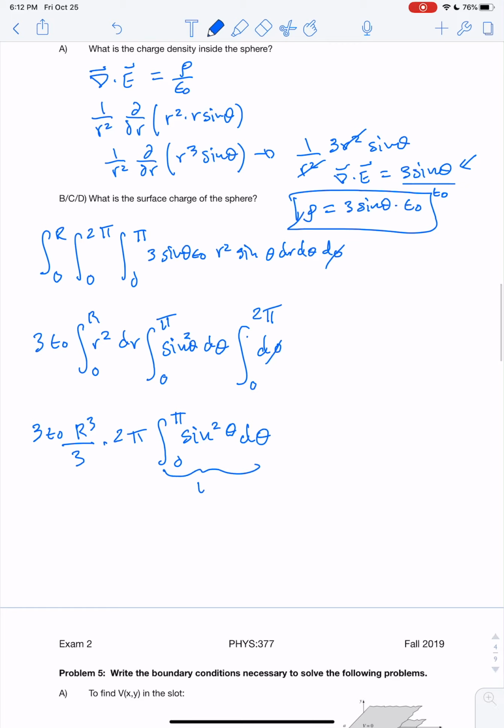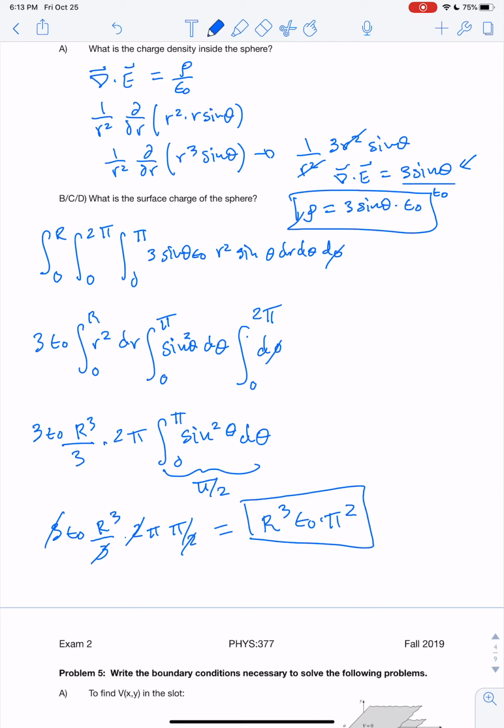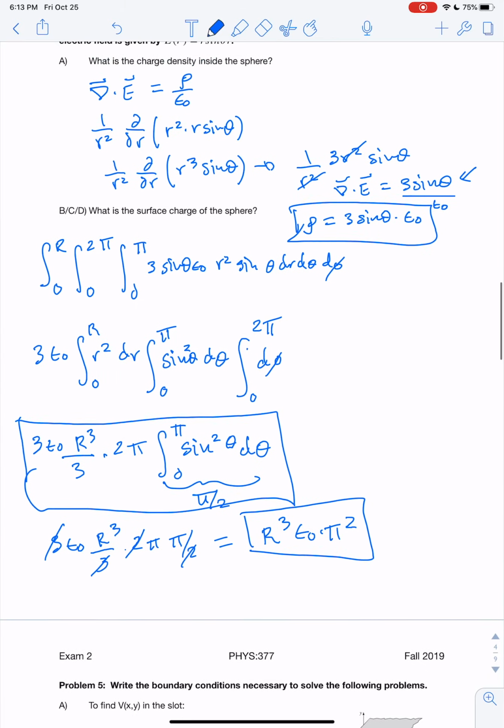Okay, and then this integral here is pi over 2. So then we have 3 epsilon naught r cubed over 3, cancel, times 2 pi times pi over 2, cancel, and we get r cubed epsilon 0 times pi squared. Okay, and that's the result. So I gave you credit if you got to here and you didn't know that the integral of sine squared d theta from 0 to pi was pi over 2. That's okay. But that's how you do that.